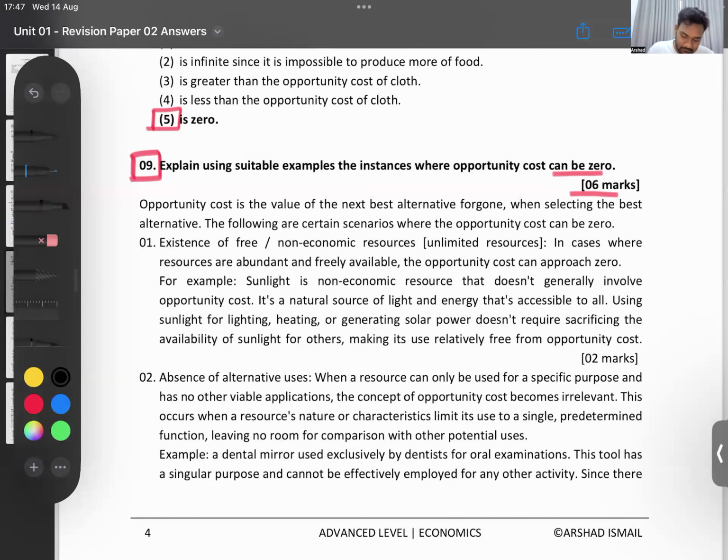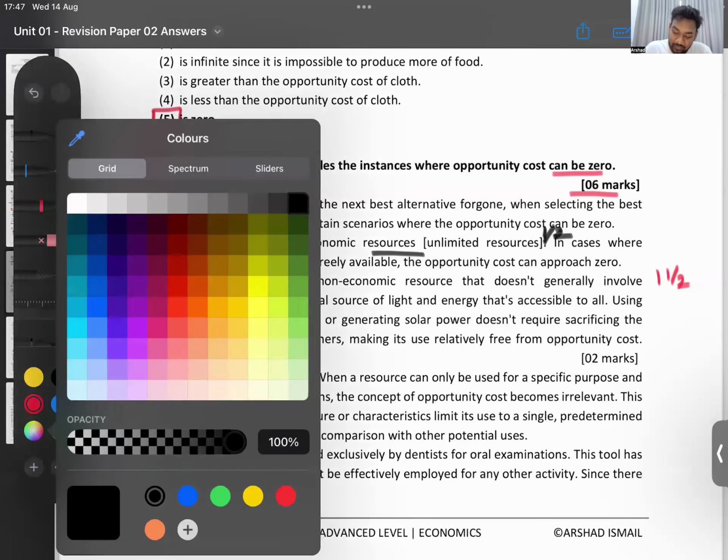So when do you have zero opportunity cost? Number 1, when you have unlimited resources or when you're using non-economic resources. For labeling that, Lamai, I will give you half a mark. Half a mark for that. Now you have to explain that part. That is where you get the other 1.5 marks. So here, I'll just go through one explanation. The others I will not go through here.